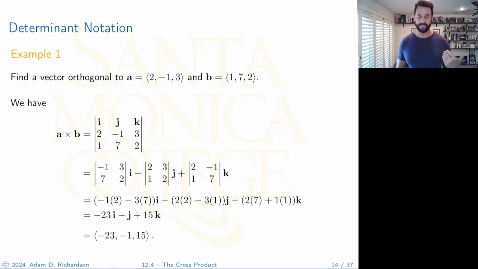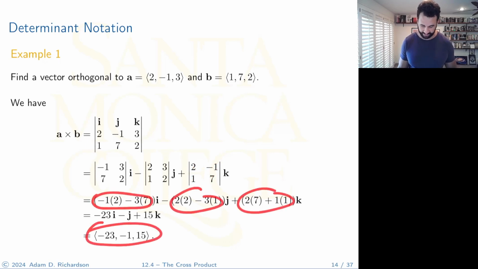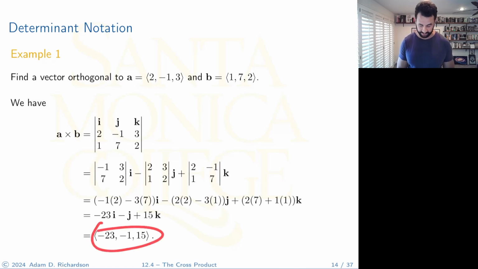And then now you use that cross multiplication for second order determinants that we saw on the previous slides. So this gives you this, and then this gives you this, and then this gives you this. Now what you have is just a bunch of arithmetic at this point. So simplify these expressions here, and then you'll get your vector. So this is a vector that is orthogonal to both of these two vectors right here. And that's what the cross product gives us.